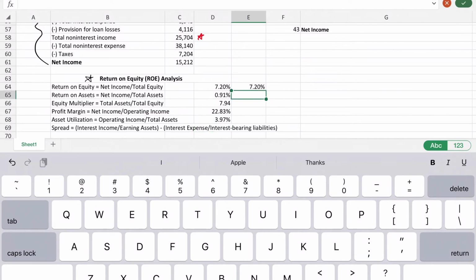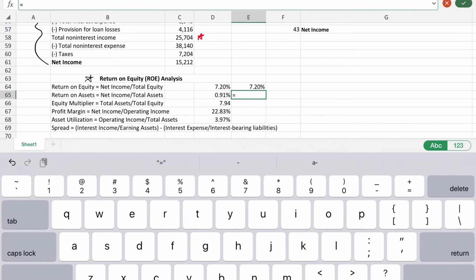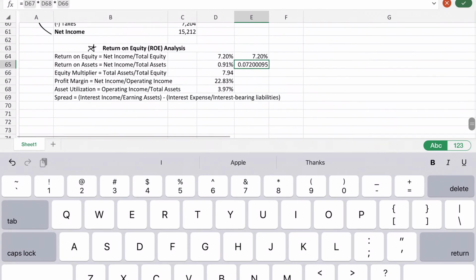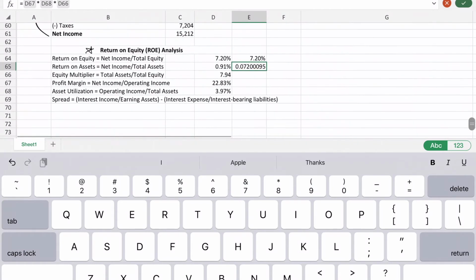Let's reinforce once again that ROE is actually a component of profit margin, asset utilization, and equity multiplier. So this is our full DuPont. I can multiply the profit margin times the asset utilization ratio times the equity multiplier and see that I get that same 7.20%. If I wanted to, I could convert this to percentage and showcase that it is the same. I'm having trouble finding that right now on the iPad.